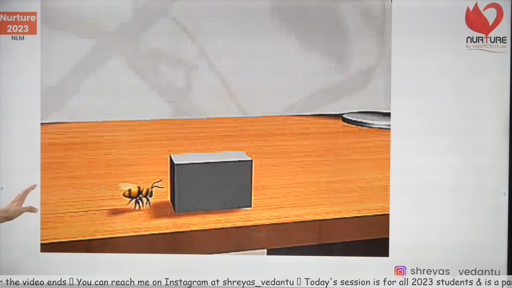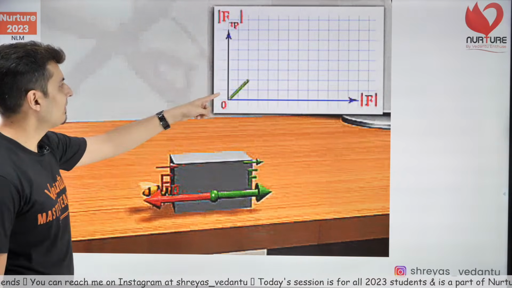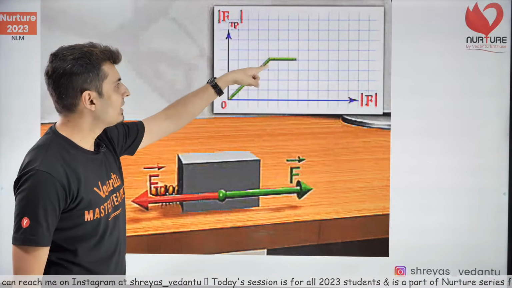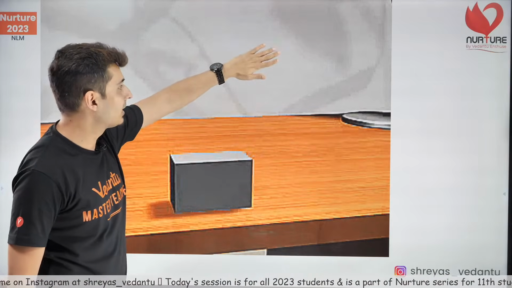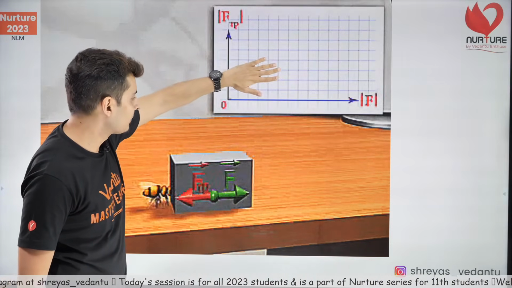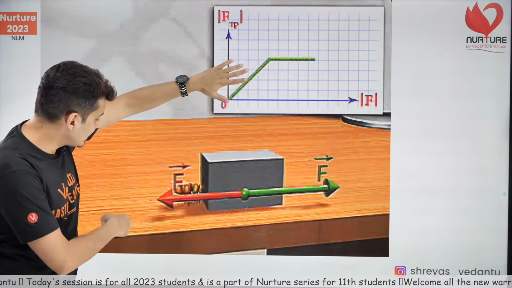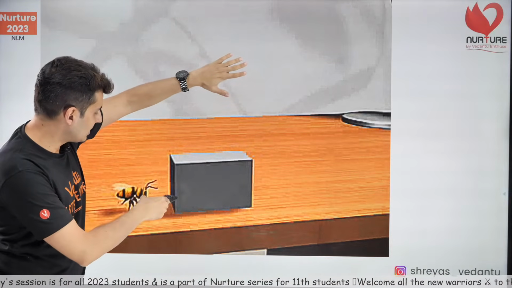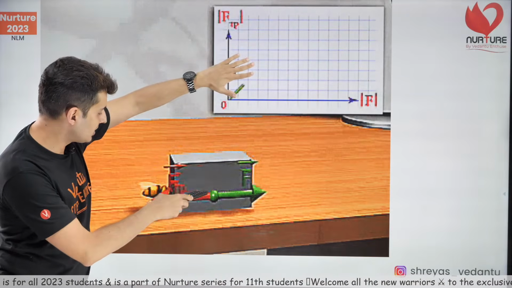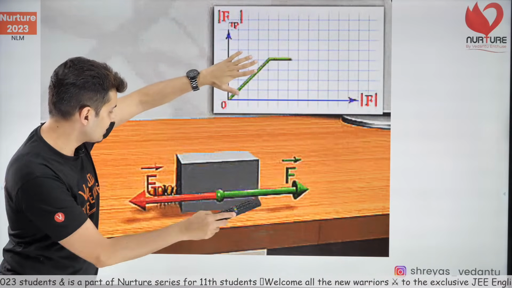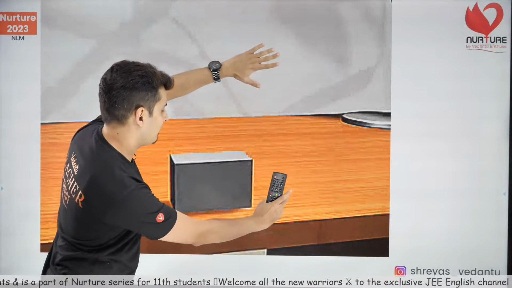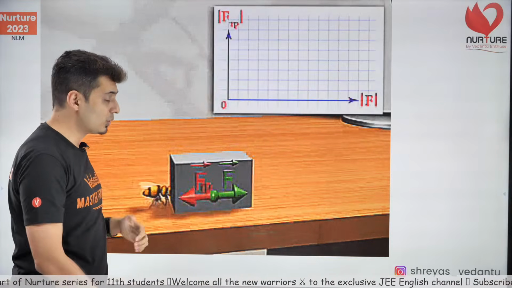Now, it's probably not so evident because the graph does not go down. Actually, it goes down, but it is not so visible over here. So ignore that graph. Look at this ant. This ant comes from below. It pushes, the friction increases, and then once it starts moving, the red opposing force reduces.